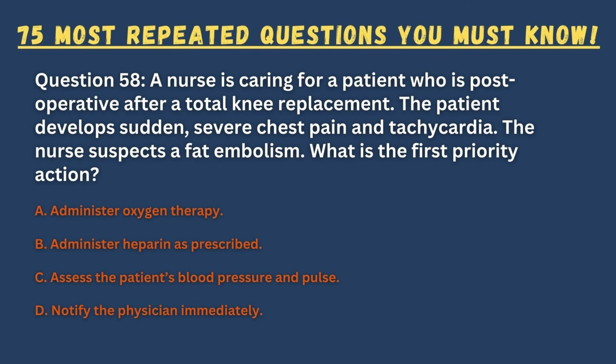Question 58. A nurse is caring for a patient who is post-operative after a total knee replacement. The patient develops sudden, severe chest pain and tachycardia. The nurse suspects a fat embolism. What is the first priority action? A. Administer oxygen therapy. B. Administer heparin as prescribed. C. Assess the patient's blood pressure and pulse. D. Notify the physician immediately.